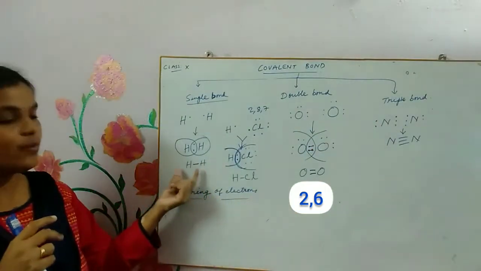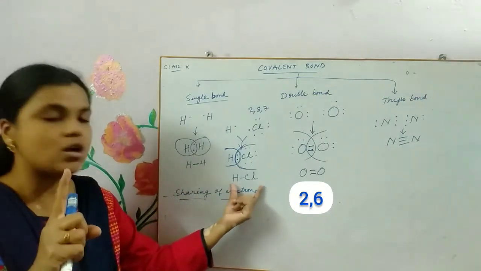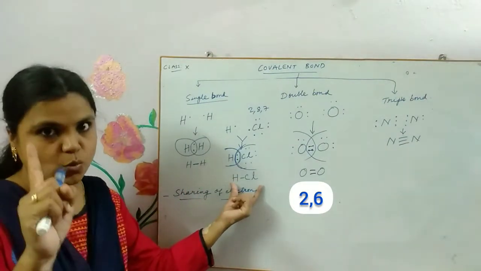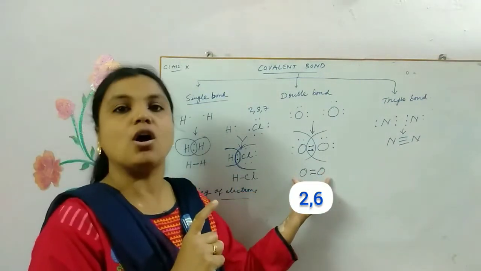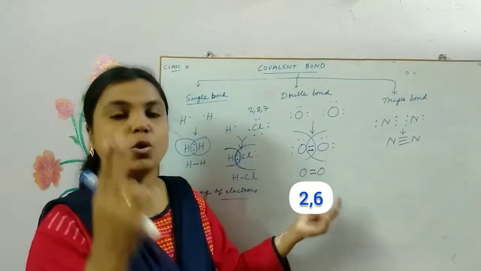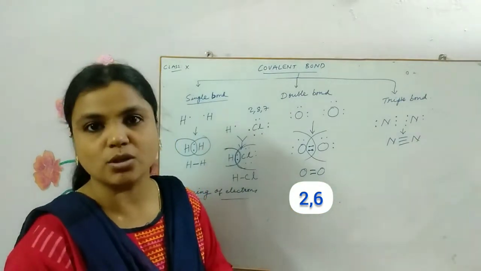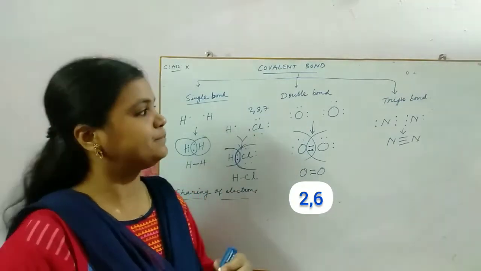Here hydrogen requires 1 electron only. In HCl also, both require 1 electron each. But here oxygen requires 2 electrons. So 2 pairs of electrons will be shared among the 2 oxygen atoms.